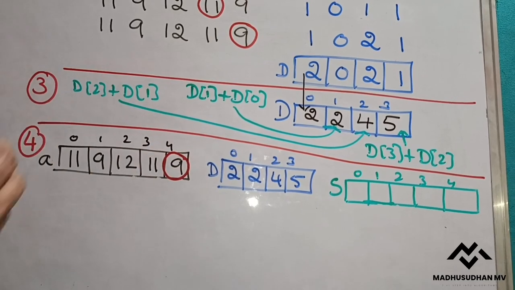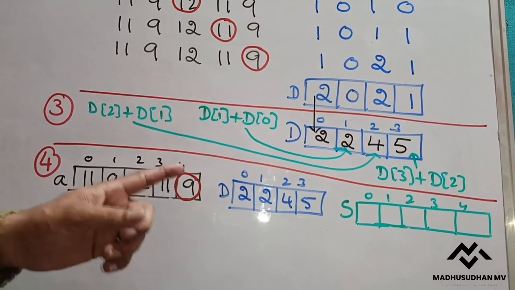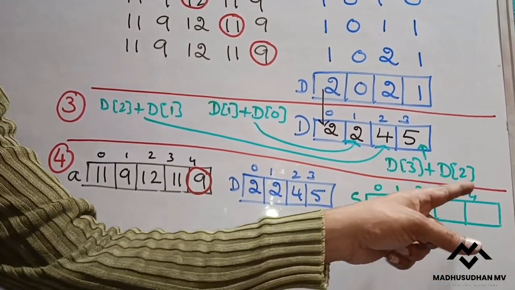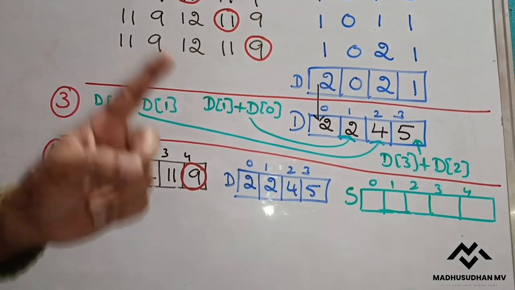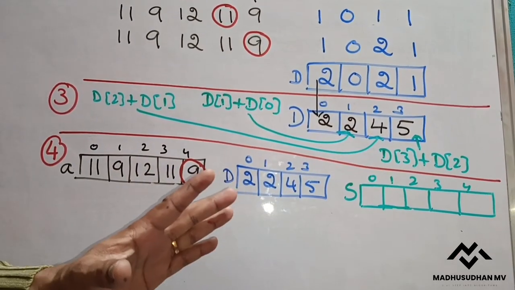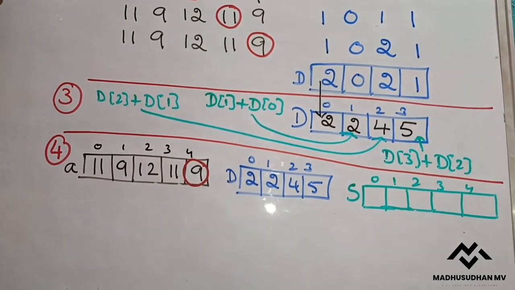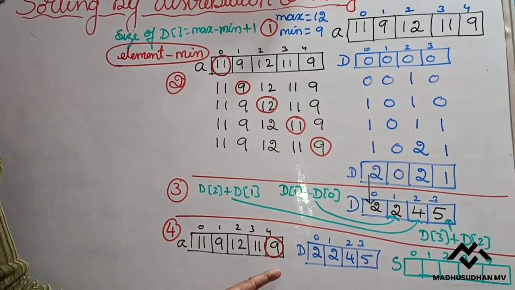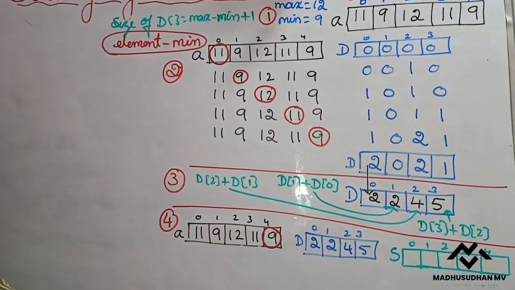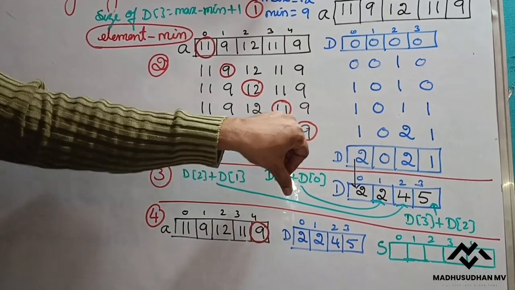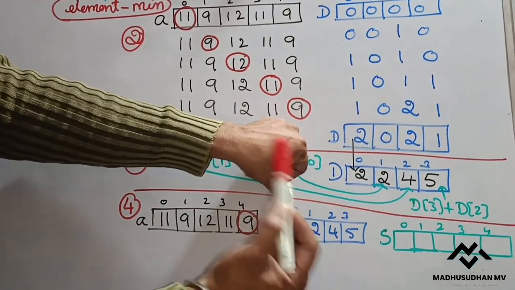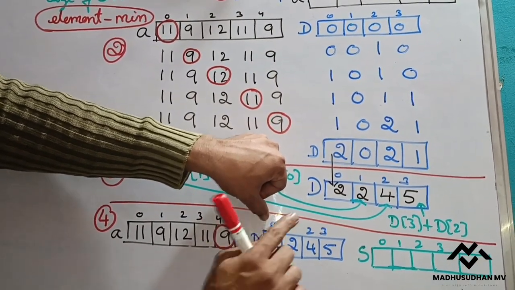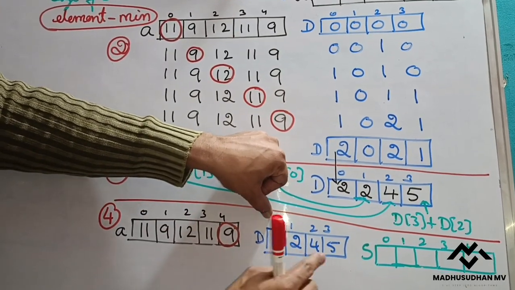So I will go for the last element. This is my last element. Now this element I need to store in which position of this array? In position 0, 1, 2, 3, 4. Which position? For that I need to find the position J. That J position I will get from the formula element minus minimum. Here the element is 9 and the minimum is 9. 9 minus 9 is 0. So now get the value stored in position 0. What is the value stored in position 0? 2. You do minus 1 because we started the index from 0. If you started from 1, you use the same value. Since we started from 0, we are taking minus 1.